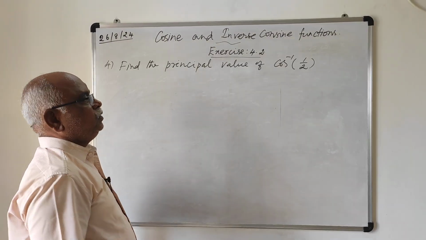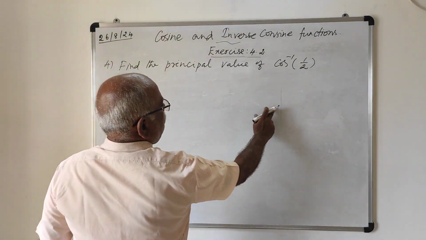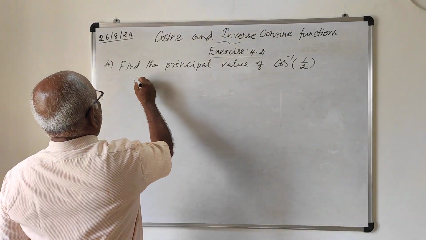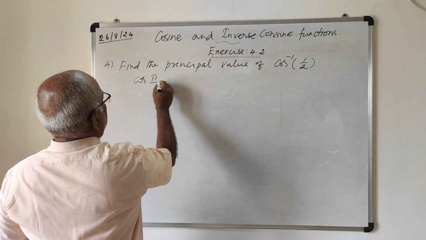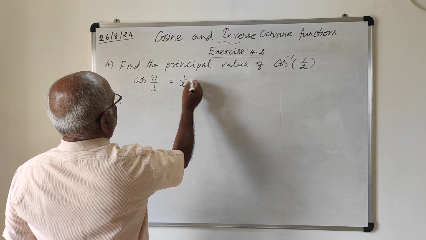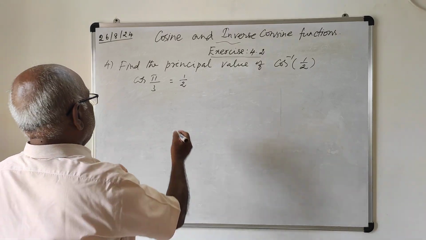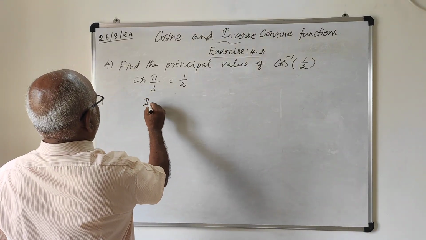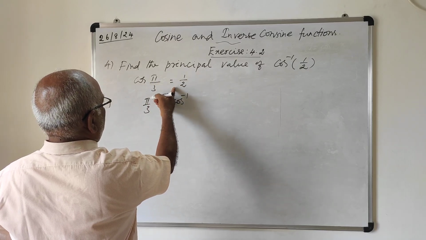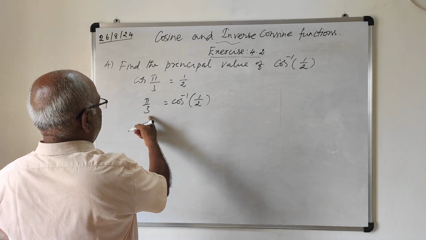Okay? Now, find the principal value of cos inverse of 1 by 2. You know, cos 60 is equal to 1 by 2. Cos pi by 3 equal to 1 by 2. So from this, pi by 3 equal to cos inverse of 1 by 2. So pi by 3 is the principal value.